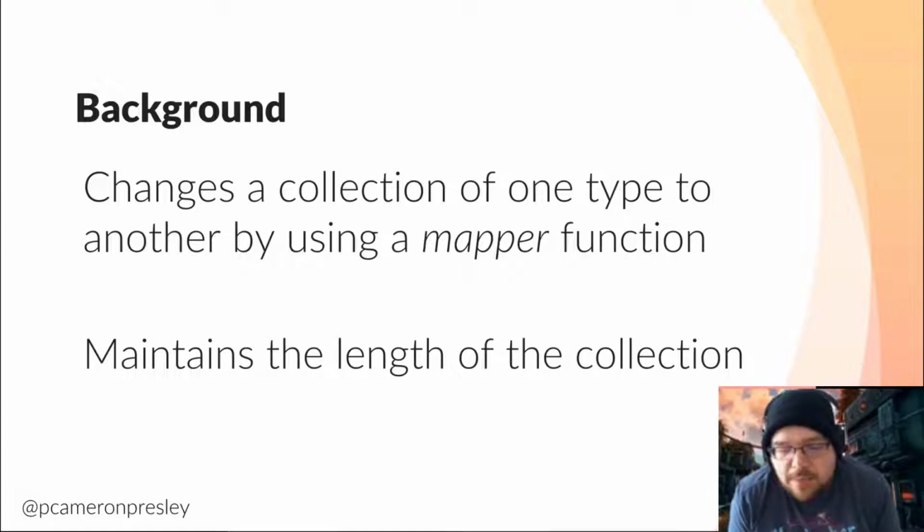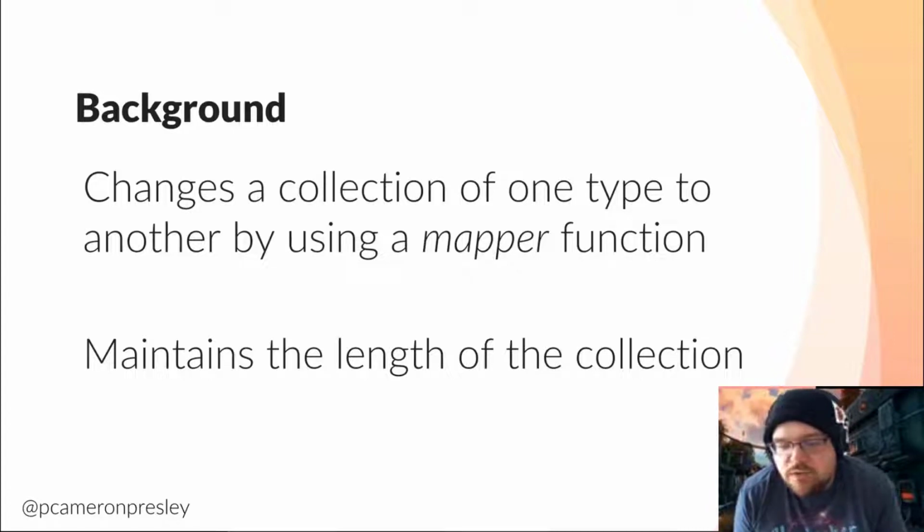So select, or map in our case, has one property, which is that it maintains the length of the original collection. If you call map on an empty list, you get back another empty list. If you call map on a list with 5 items, you are guaranteed to get back a list with 5 items, which is kind of cool in that regard.